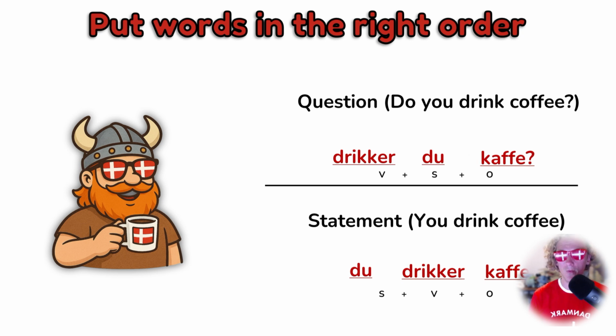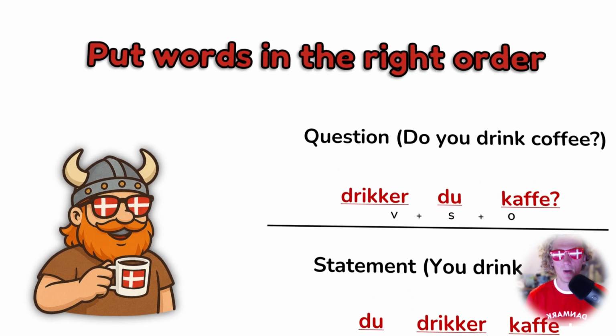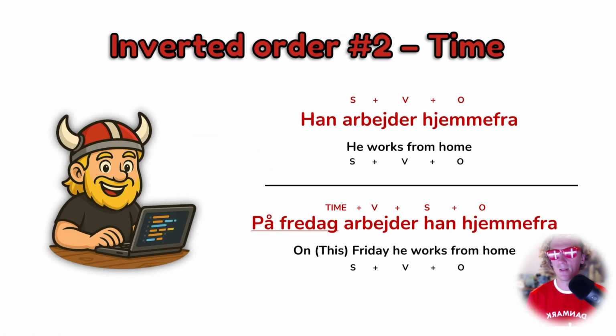Again, the question, we have the verb, subject, object. "Drikker du kaffe?" Do you drink coffee? Or are you drinking coffee? And we have the statement with the subject, verb, object. "Du drikker kaffe." You drink coffee. Very good. Now, let's take a look at the second case where we also need to invert the sentence.